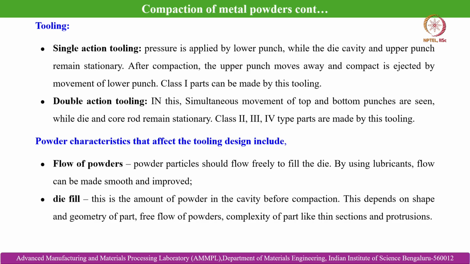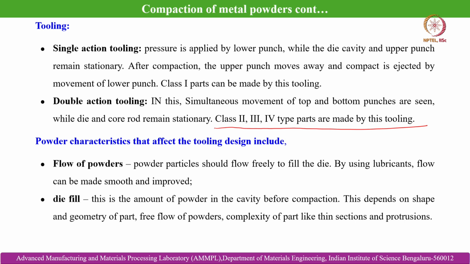So, tooling. In single action tooling, pressure is applied by the lower punch while the die cavity and upper punch remain stationary. After compaction, the upper punch moves away and the compact is ejected by movement of the lower punch. So, class 1 parts can be made by this tooling, as shown to you earlier schematically. Double action tooling is used for class 2, class 3 and class 4 type parts, when both the punches are simultaneously moving in the opposite direction, so that they can pressurize the powder aggregate to develop the green compact with the desired level of green density.